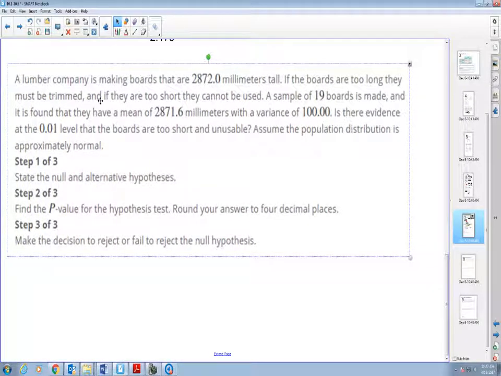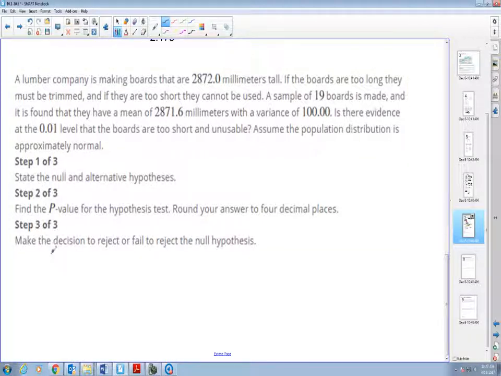A lumber company is making boards that are 2,872 millimeters tall. If the boards are too long, they must be trimmed. If they are too short, they cannot be used. So a sample of 19 boards is made, and it is found that they have a mean of 2871.6 millimeters with a variance of 100. So this 2871.6 is out of the sample of 19, and this 100 has got to be the sample variance. This is your sample mean. Is there evidence at the 0.01 level that the boards are too short? State the null hypothesis.